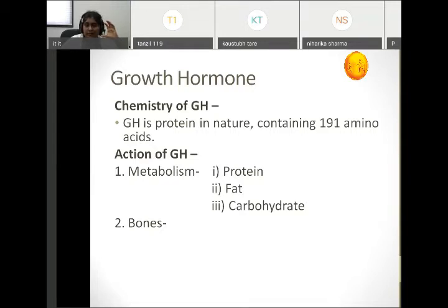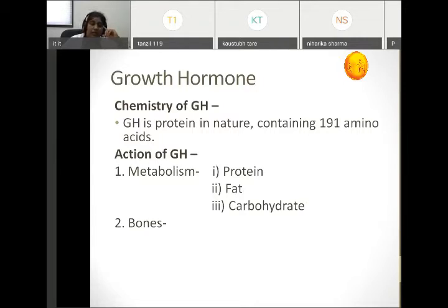If excess hormone is there, the person is 100% having diabetes mellitus. It is not the diabetes mellitus of the other type, but it is called pituitary diabetes mellitus. This is very important. Metabolism is so easy, but bones.